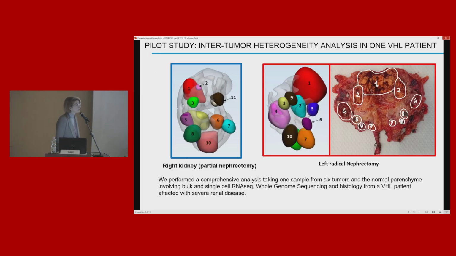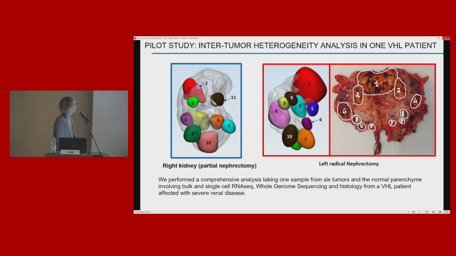So as a pilot study, what we did is that we wanted to analyze the intertumor heterogeneity in one VHL patient, because in this case we don't have the difference of the germline genetic background. So we took advantage of an extreme case of a VHL patient who was enrolled in the VHL program and was elected for a left radical nephrectomy and a right partial nephrectomy.